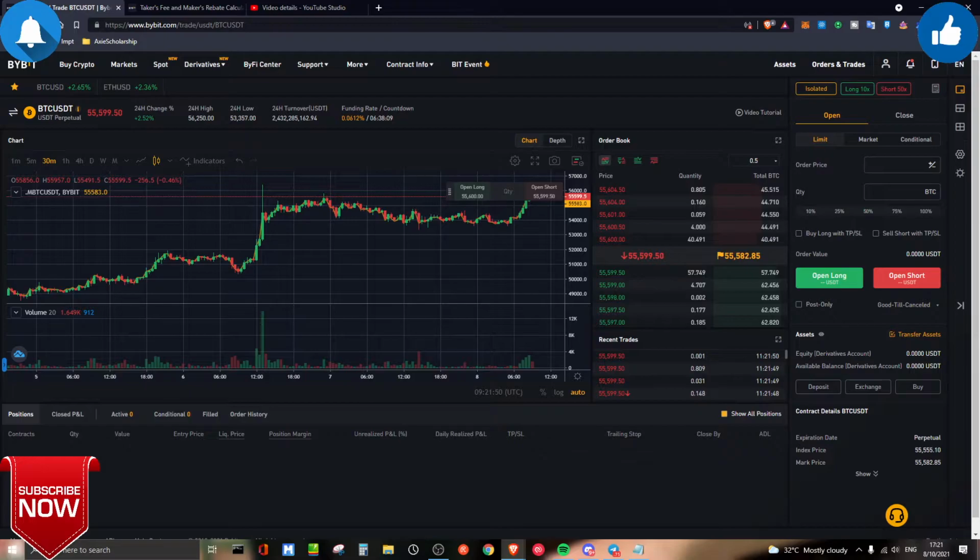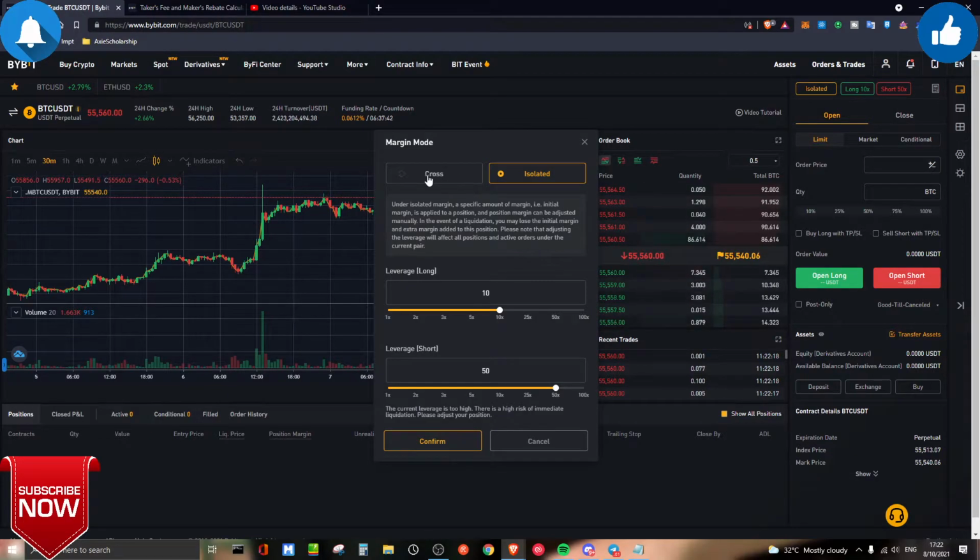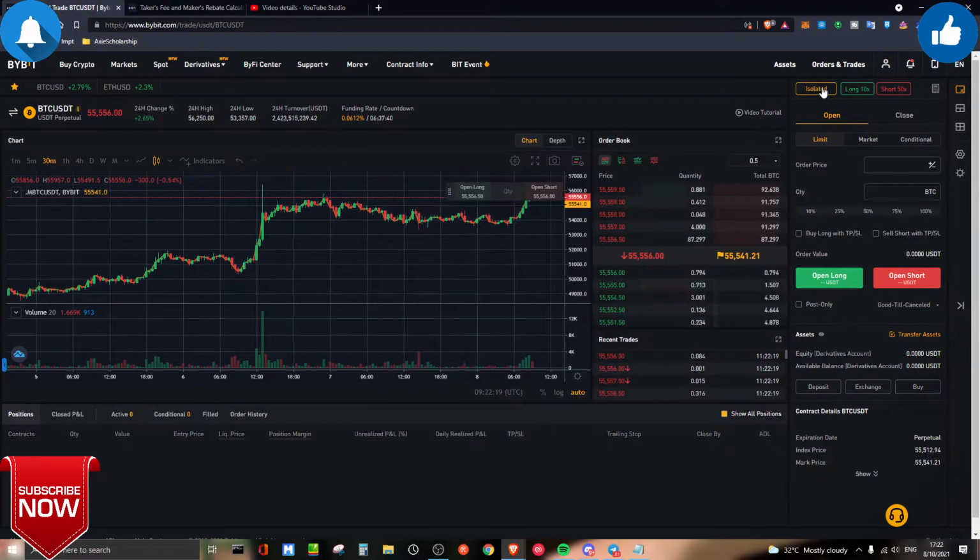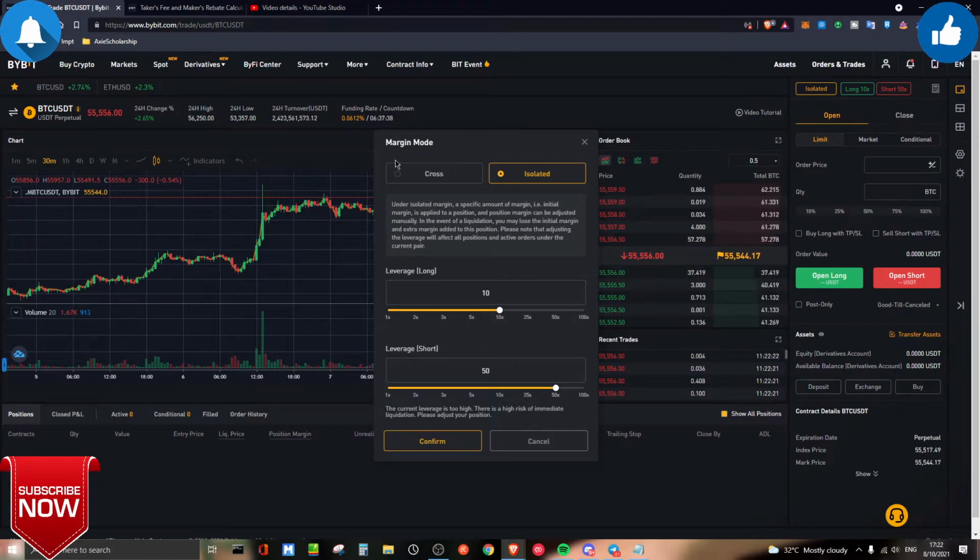and from here I'm going to tell you the difference between cross and isolate. Basically over here, if let's say you are in the tab already, and you have not traded futures or perpetual contracts before, you might be looking at this over here, isolate, long 10, and what is this short 50. If you click on the option on top of it, it is going to tell you what is cross and what is isolate. For you guys reading this, you might not understand it, so I'm just going to put it straightforwardly.